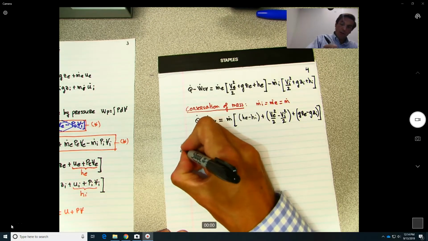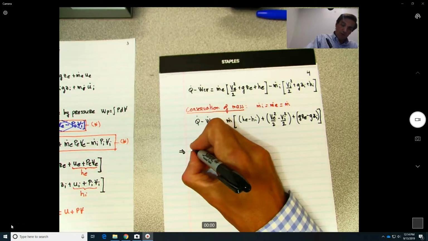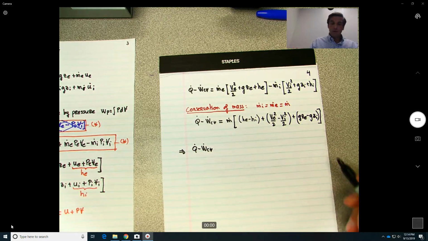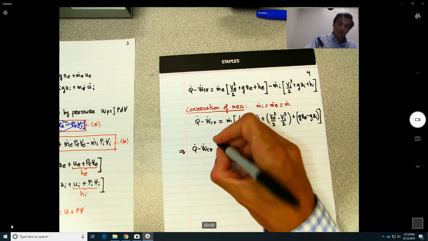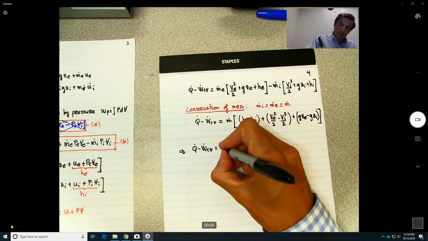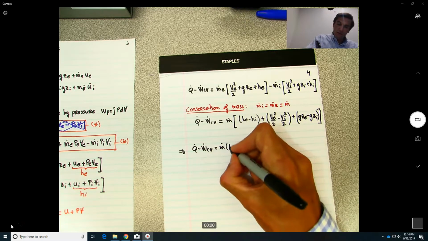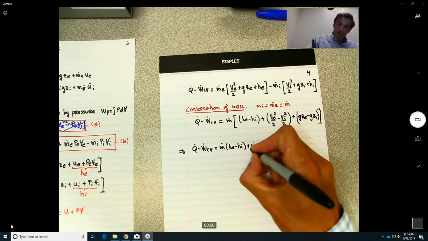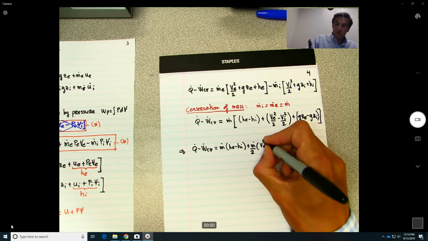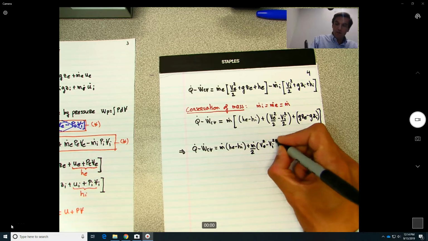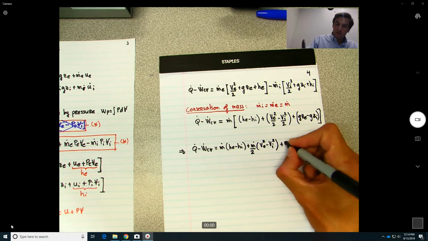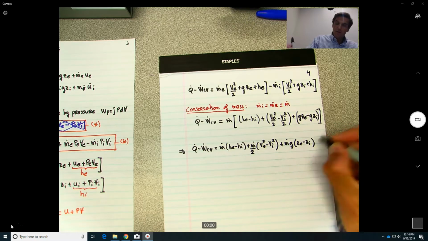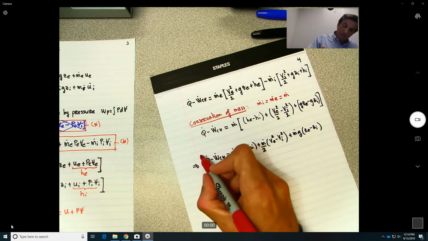We write it once more over here, just so that I have space to draw a line around it. H inlet plus m dot over 2 velocity squared in the square plus m dot g z. Okay, now we're done.